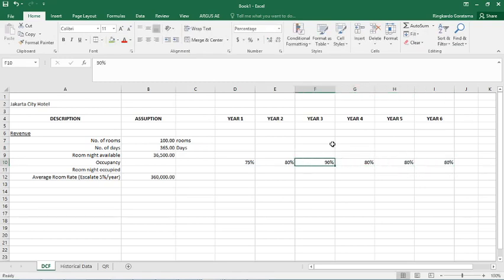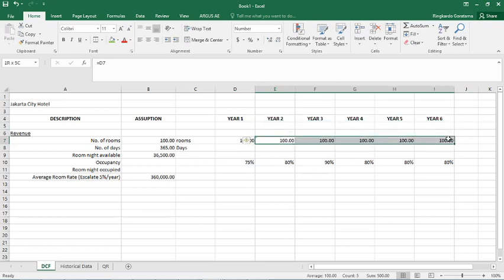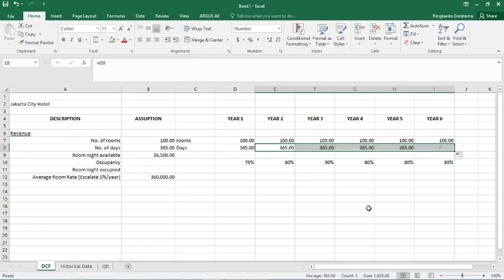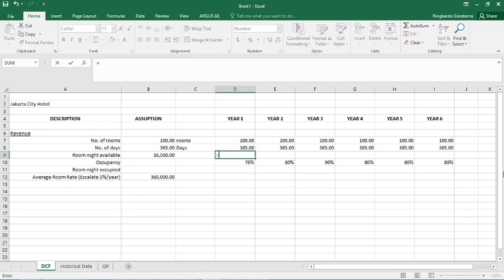So this is based on our assumption. So in year 3, there will be a tournament in Jakarta, so the occupancy rate will increase. That's the assumption. For the number of rooms, let's say it's the same. Number of days also the same. So room nights available, we can multiply this.